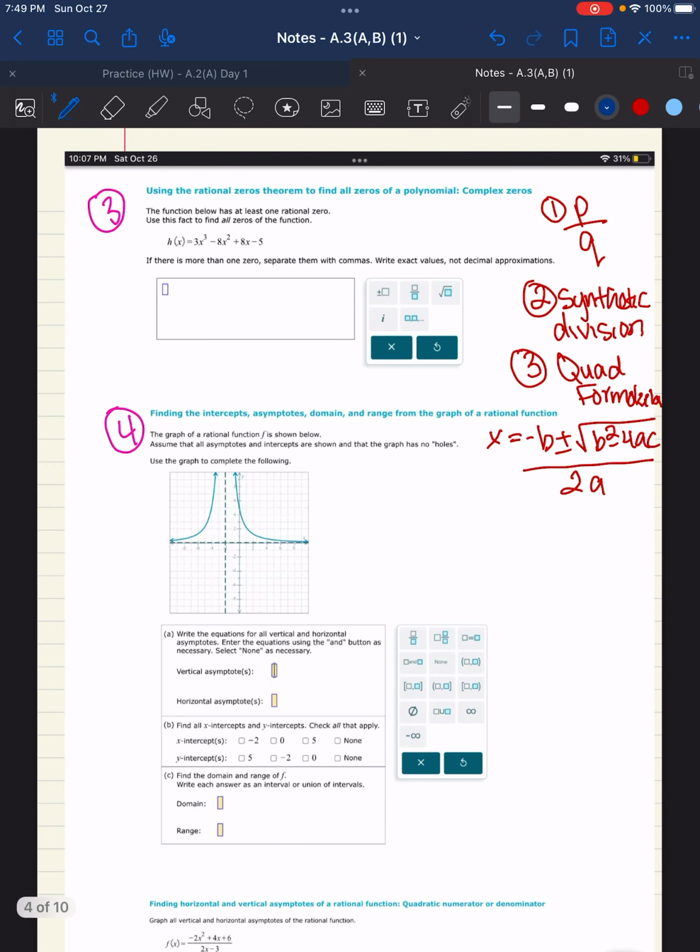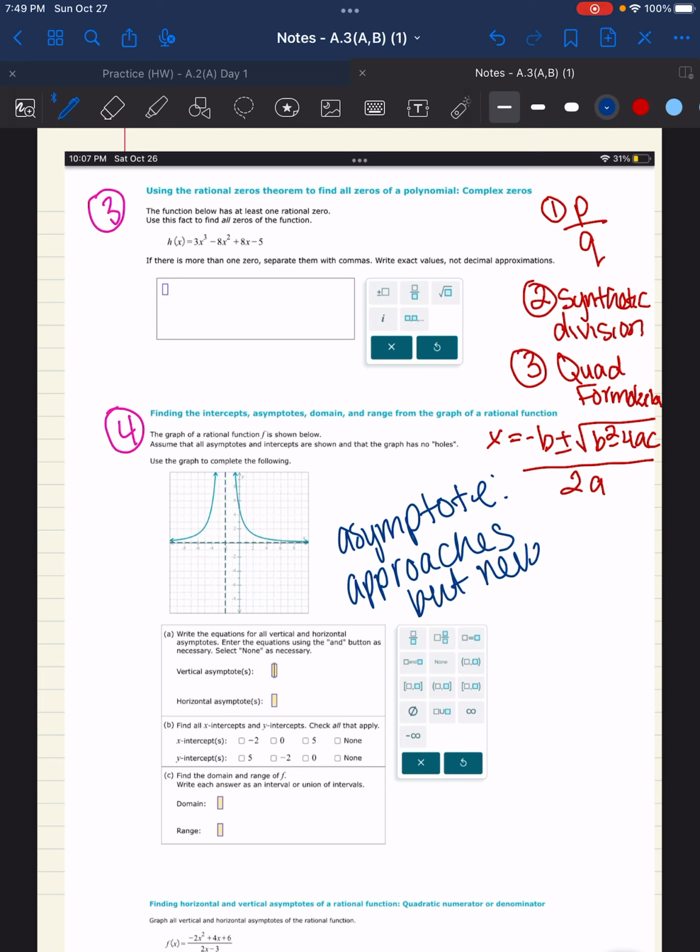We are going to move on to number 4. Number 4 talks about vertical and horizontal asymptotes. An asymptote is a line that it approaches but never intersects. So it's going to come very close, but never going to intersect.